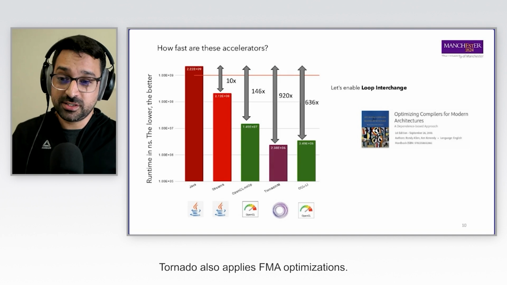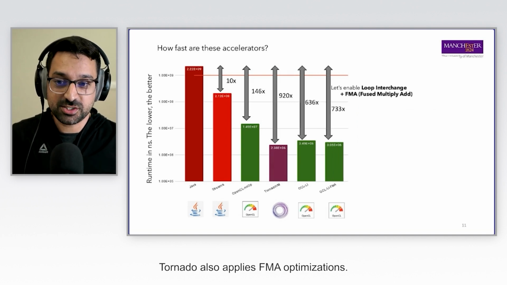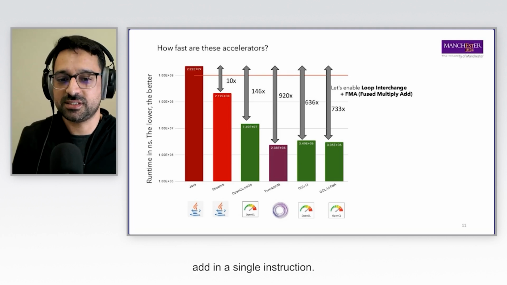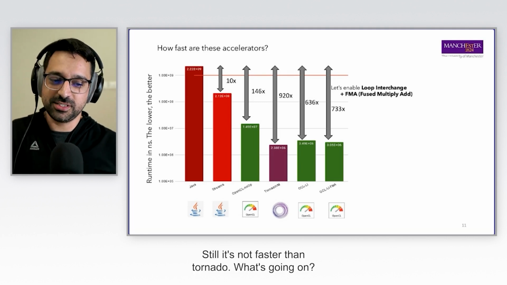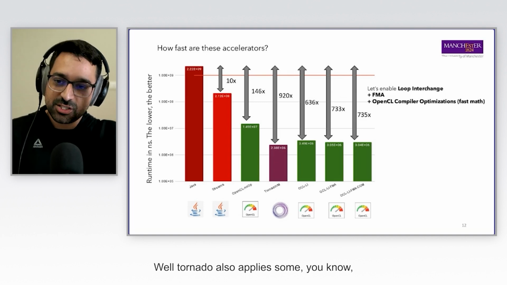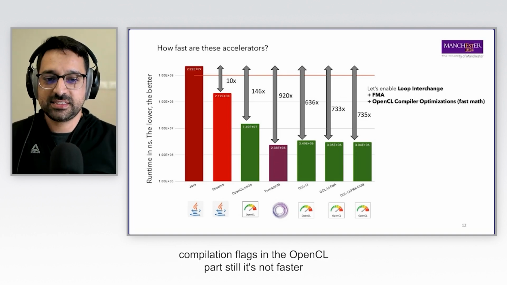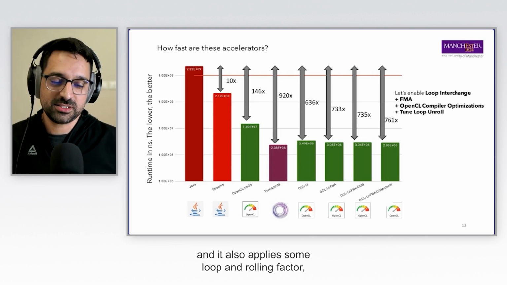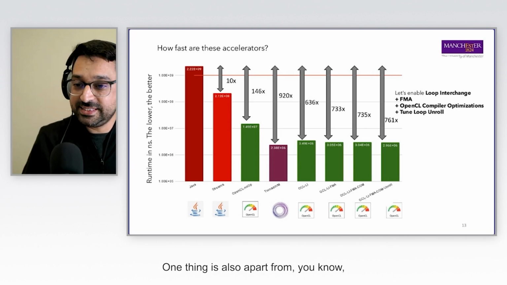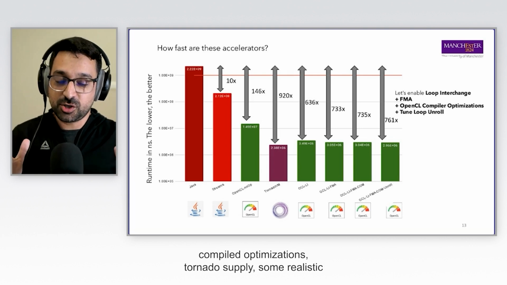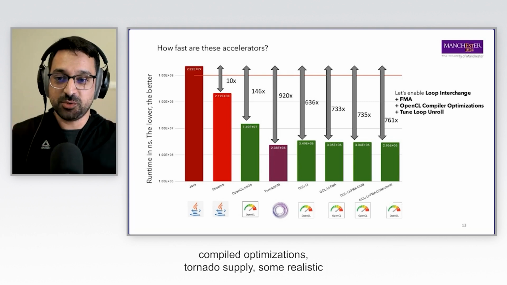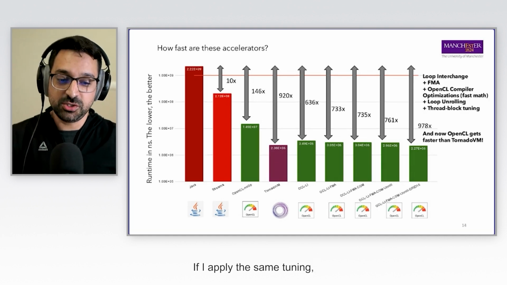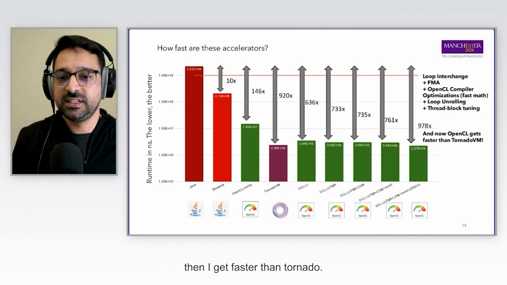What's going on? Tornado also applies FMA optimizations. It's an instruction that performs fused multiply-add in a single instruction. Still, it's not faster than Tornado. What's going on? Well, Tornado also applies some compilation flags in the OpenCL part. Still, it's not faster. And it also applies some loop unrolling factor, but it's not even faster. One thing is also, apart from compile optimizations, Tornado applies some heuristics to decide the amount of threads to run, the block of threads. If I apply the same tuning, then I get faster than Tornado.